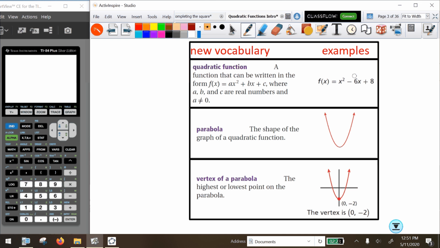And quadratics have a shape called a parabola. Just like a linear equation is shaped like a straight line, a quadratic function is shaped like a parabola, which is this U-shaped curve right here. The shape of a graph of a quadratic function is a parabola. And these U-shaped parabolas could be upside down as well. The vertex of a parabola is the highest or lowest point on the parabola. If it's a right side up parabola like this, its vertex is a minimum, and if it's an inverted parabola like this, its vertex is what's called a maximum.